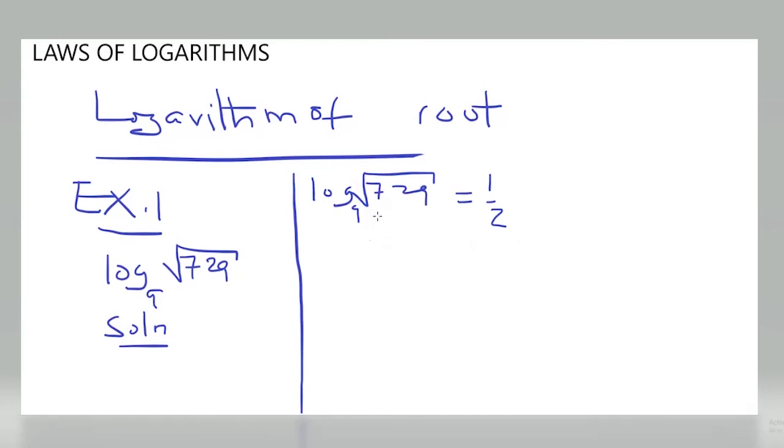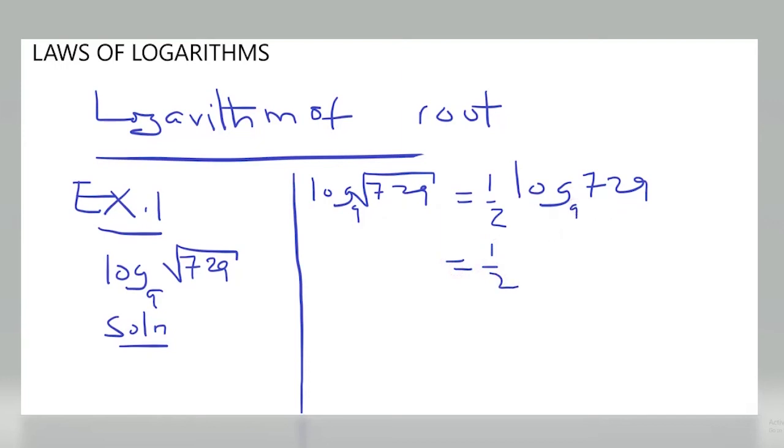because here there is a 2, although it has not been written. By default, if you have a root of a, the index is always 2, although we don't write it because it is known. If you have not been given one, then there is 2 by default. Now that will be equal to a half times logarithm of 729 to base 9.